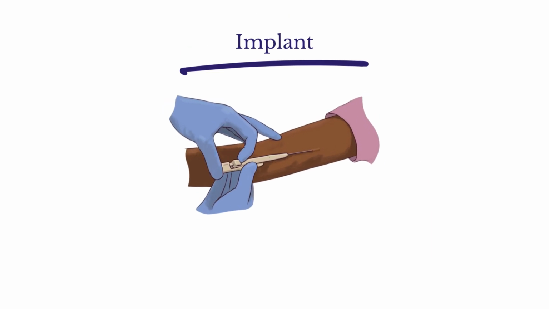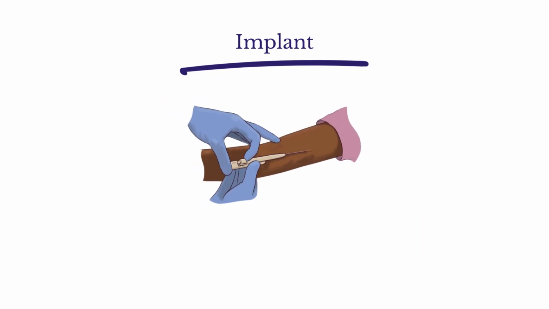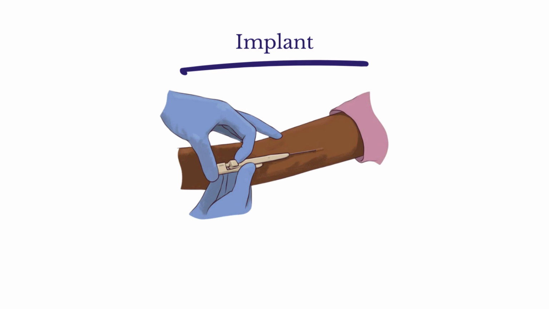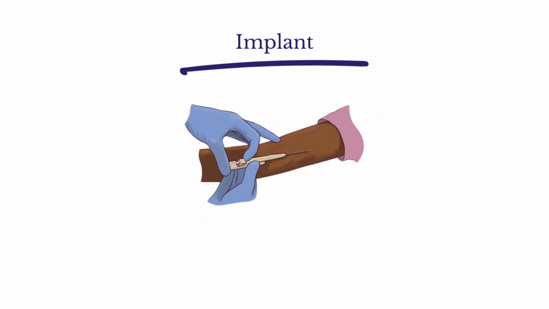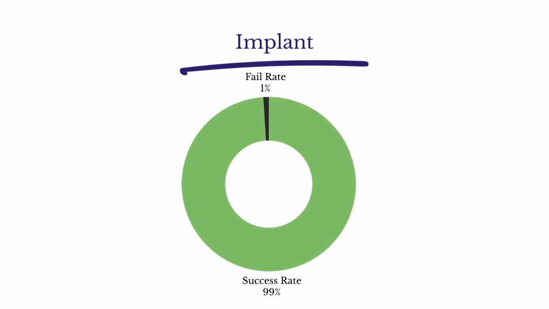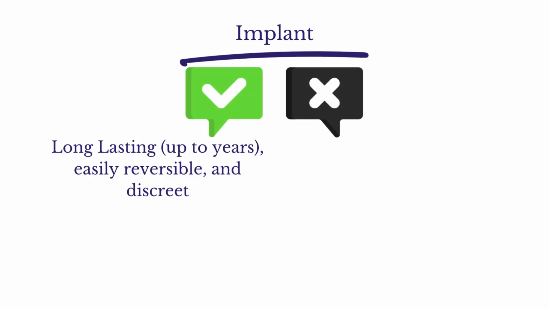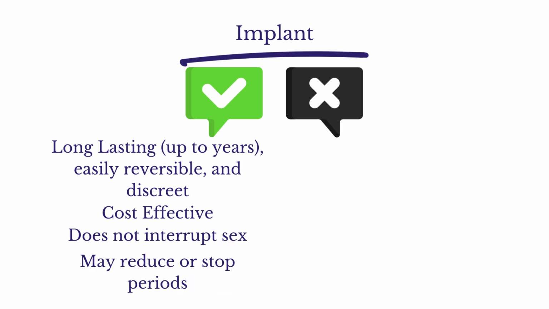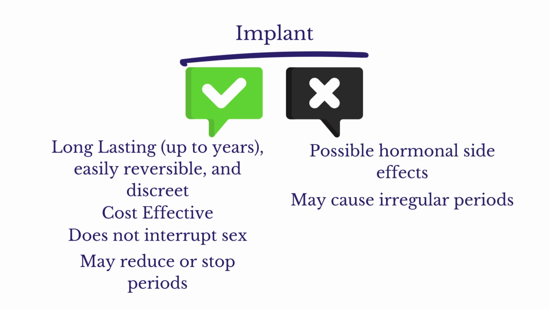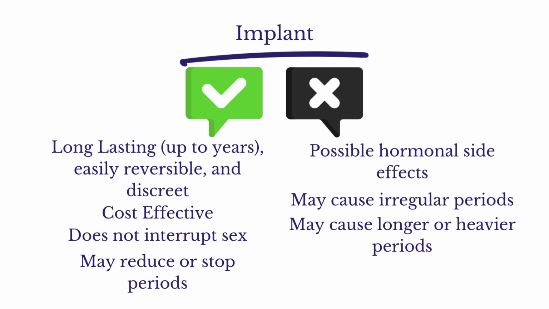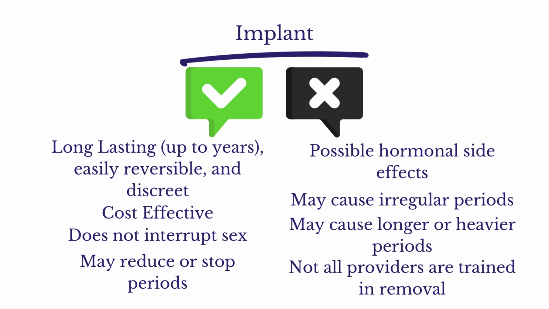Next is an implant, which is when a healthcare provider inserts a small, flexible plastic rod under the skin of the upper arm. It has an effectiveness rate of 99%. Some of the advantages are that it is long-lasting, easily reversible, and discreet. Additionally, it is cost-effective, does not interrupt sex, and may reduce or stop periods. Some of its disadvantages are that it has possible hormonal side effects, may cause irregular periods, may cause longer or heavier periods, and not all providers are trained in removal.